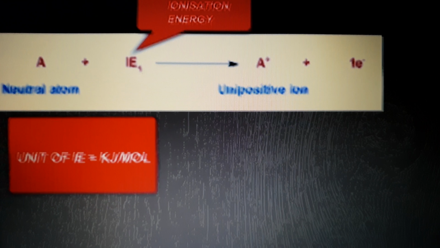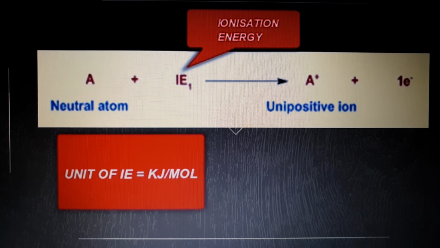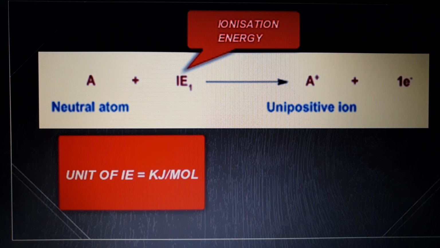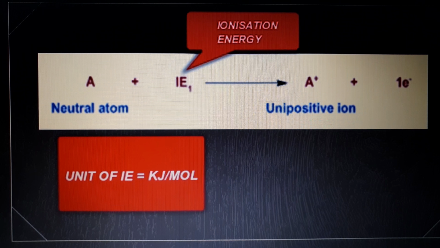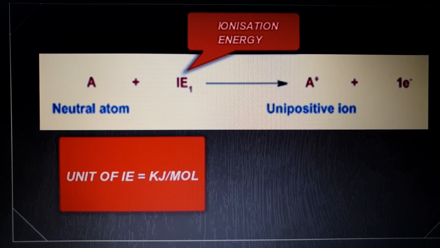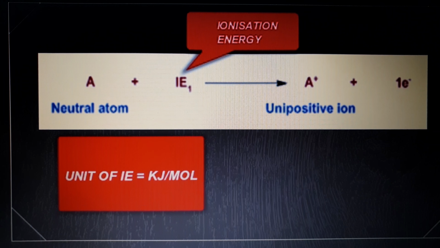If we look at this example, this A here represents a neutral gaseous atom, meaning an equal number of protons and electrons. Since the positively charged nucleus attracts the negatively charged electrons, it requires energy to remove 1 mole of electrons from the gaseous atom. This is what we call ionization energy.